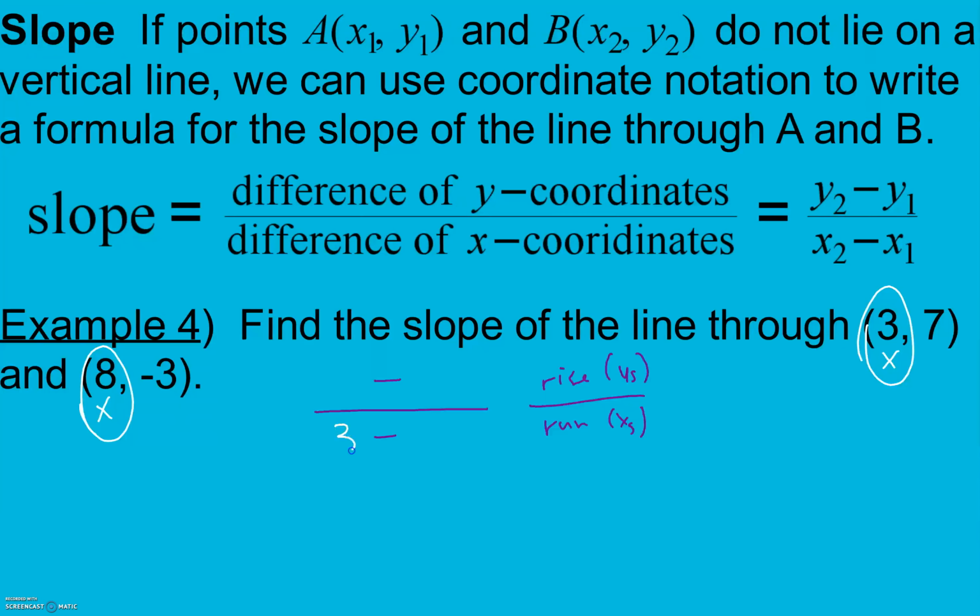So I can do 3 minus 8 as my x's, and then y's. Since I used 3 first, I have to use 7 first. And negative 3 minus negative 3. When we subtract a negative, guys, we add. So here, I get 10 over negative 5, and my slope is going to be negative 2.